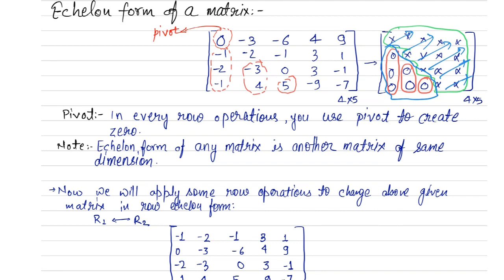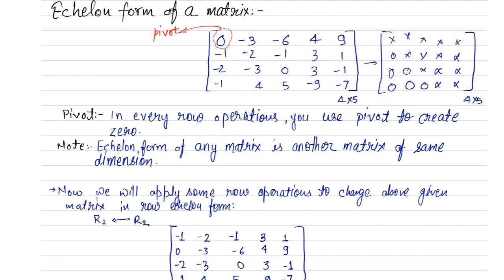So this is called the echelon form of a matrix. So we are discussing pivot. What is pivot? Pivot is a number we use in every row operation. If I want to make a minus 1 here into 0, I can use a number from here to make it 0. So pivot is nothing but a place or number that we use to create a 0 at any place.